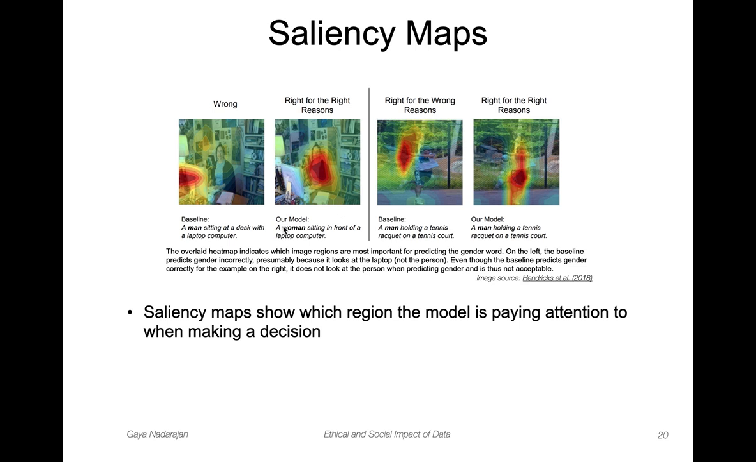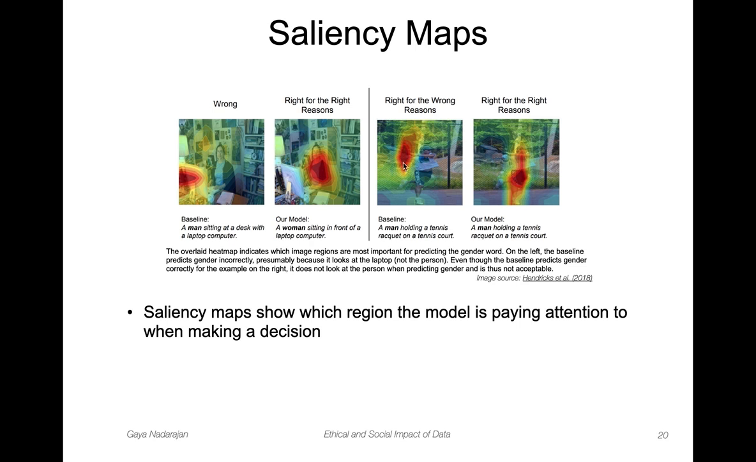And this one is saying, okay, a woman sitting in front of a laptop computer, and so when it is trying to predict the word woman, it's actually looking at the woman. So if you have two different models, you can say that this is a biased model because it has correlated laptop with a man, and this is a correct one because it has really predicted a woman as a woman by looking at a woman.